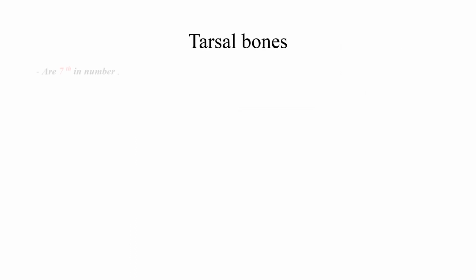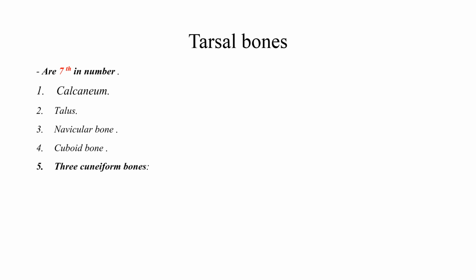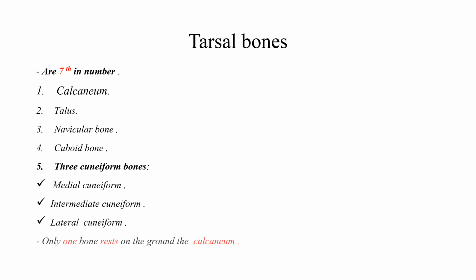Tarsal bones are 7 in number. They are the calcaneum, the talus, the navicular bone, cuboid bone, in addition to the 3 cuneiform bones, the medial cuneiform, intermediate cuneiform, and lateral cuneiform. Only one tarsal bone rests on the ground, which is the calcaneum.